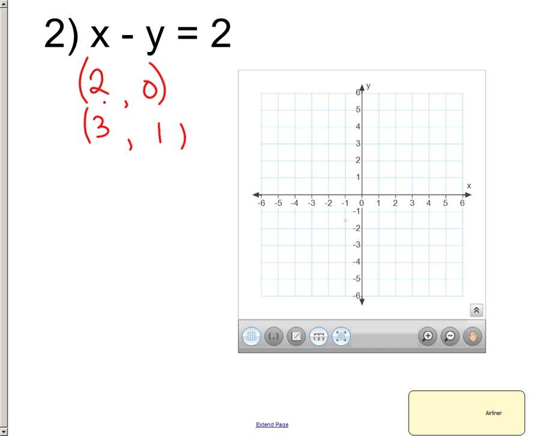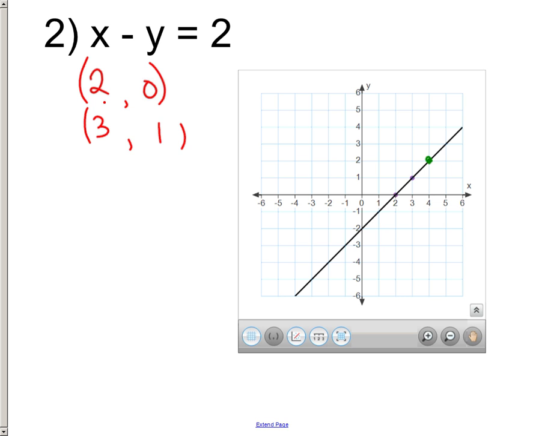2, 0. Let's see. 2, 0. So right there. 3, 1. 3, 1. So it looks like our line is going to be going up like this. Okay, and that's me hand graphing it there. So let me actually let the program do it for us. 2, 0, 3, 1. There we go. And now let's see what else is on this line.